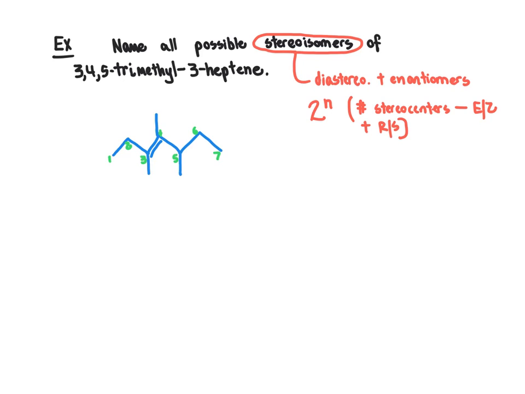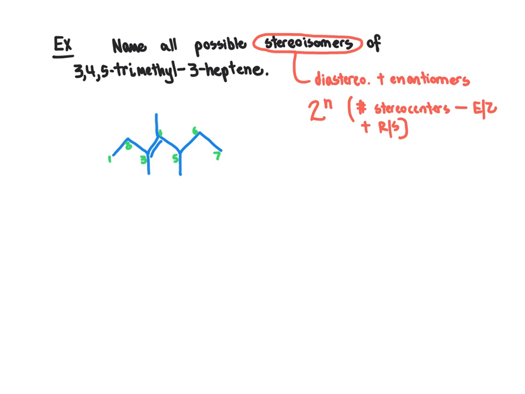Now let's take a look at this molecule and ask ourselves, how many places are there in the molecule where it would be possible to have RS? In other words, how many chiral centers are there? And how many places would it be possible to have E or Z configurations? In other words, how many alkene groups are there where EZ is possible?